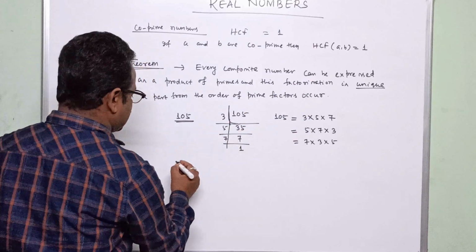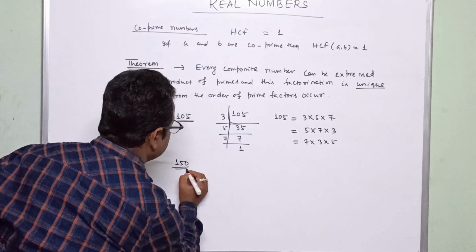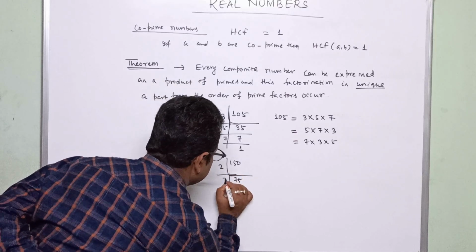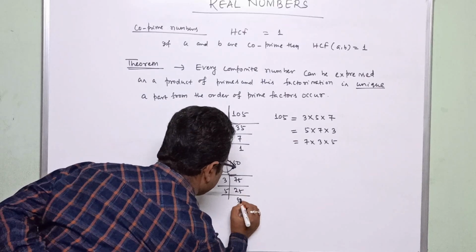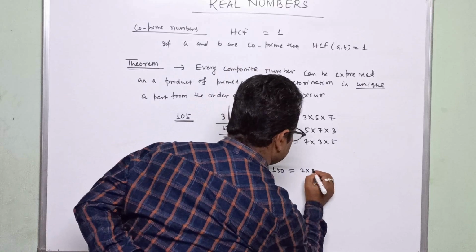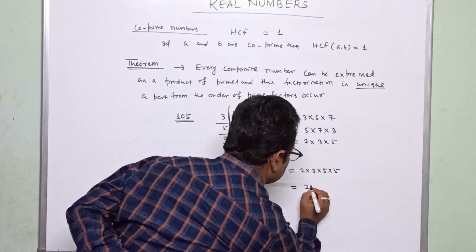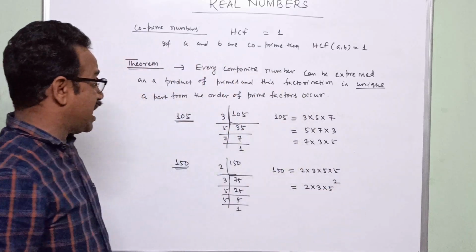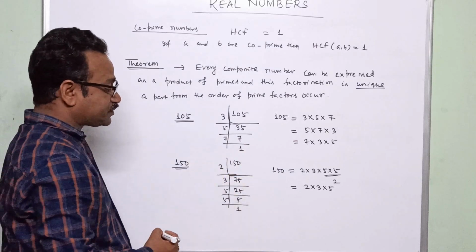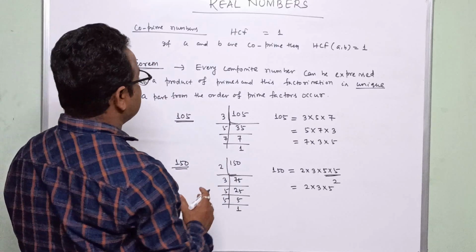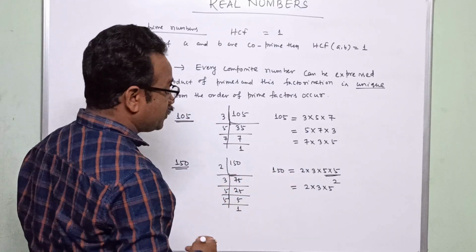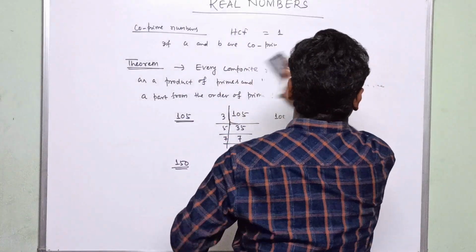So now, let us take another example. Suppose 150. Divided by 2, we get 75. Dividing 75 by 3, we get 25, divided by 5, we get 5, again divided by 5, we get 1. So 150 is equal to 2 into 3 into 5 into 5, which is 2 into 3 into 5 square, because 5 occurs more than one time, twice. If we are writing the factors, it is always a practice to write them in ascending order: 2, 3, 5, 7, 11. Serially, it will be better.